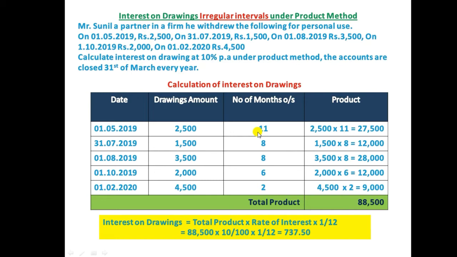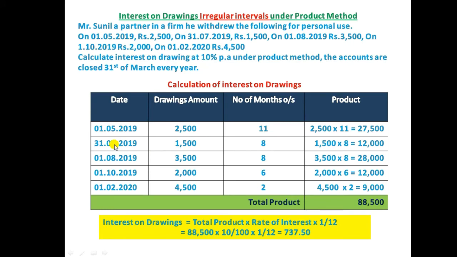Now we'll see how to calculate number of months outstanding. He drew on 1/5/2019, the month of May, 2500. So from May to next year 31st March we need to calculate the number of months. May, June, July, August, September, October, November, December, Jan, February, March. So we get totally 11 months. So the number of months outstanding is 11.